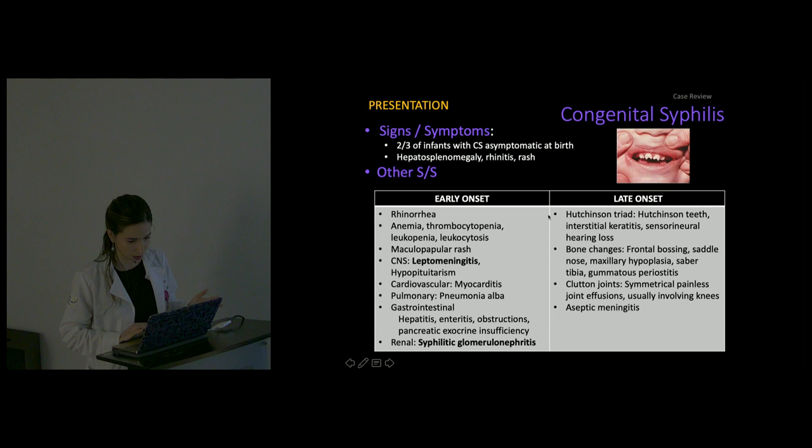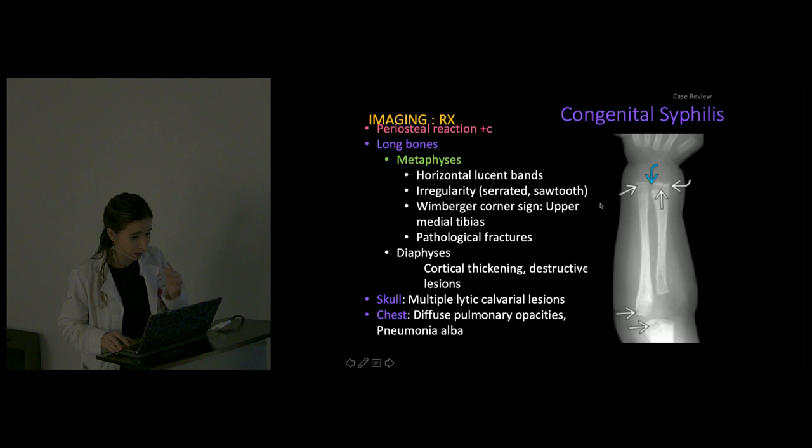Among other manifestations, the most classical is the Hutchinson triad, manifested by Hutchinson teeth, interstitial keratitis, and sensorineural hearing loss. Also bone changes that I referred to previously. By imaging, the most common finding we will see is periosteal reaction or periostitis. In the long bones, we will see involvement of the metaphyses with horizontal lucent bands and irregularity of the metaphyses, producing serrated or sawtooth irregularities.